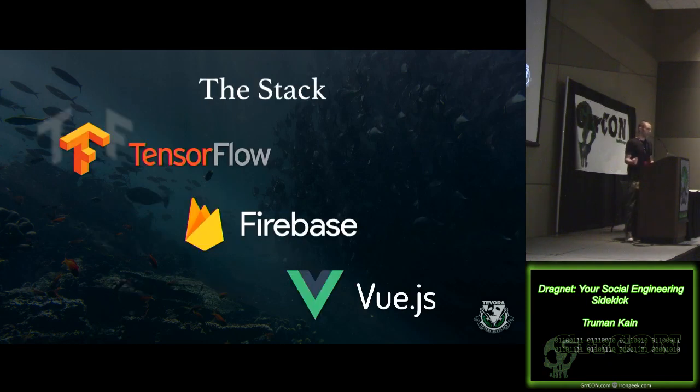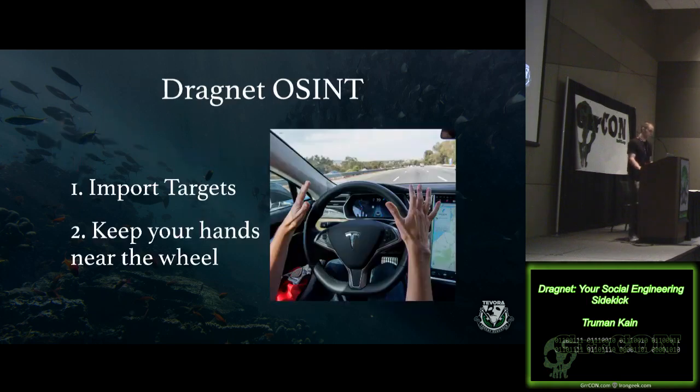Here's the stack, essentially, for Dragnet. TensorFlow for machine learning, Firebase for the backend, it's a NoSQL database, and Vue.js for the front end, it's a JavaScript framework. Asterisk and Flask are also utilized. Although we're switching to Node, everything's kind of fluid, so I'm open to anything if anyone has ideas.